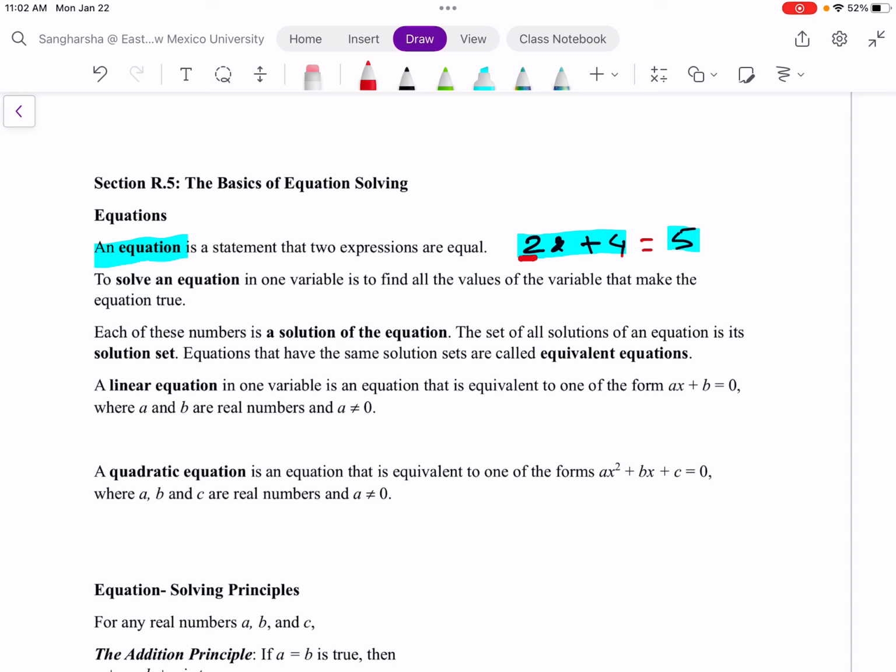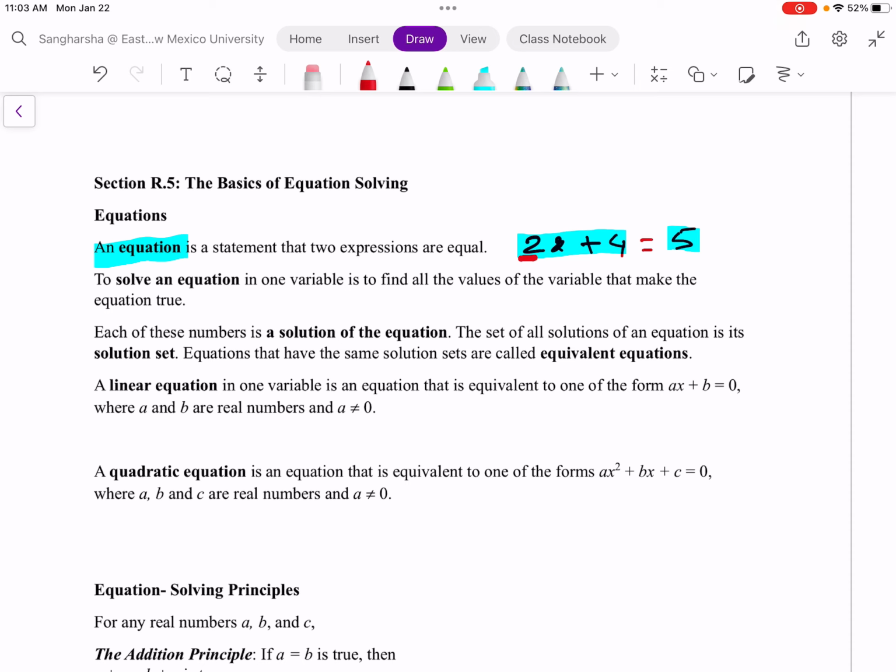Can x be any number here? Can we choose x equals 0 for this equation? What happens if we choose x equals 0? Will our equation be true? Let's try that. To see whether 0 is the solution, we substitute 0 for x. We get 2 times 0 plus 4 equals 5, so 4 equals 5. That is not true, right? So 0 is not a solution for this equation.